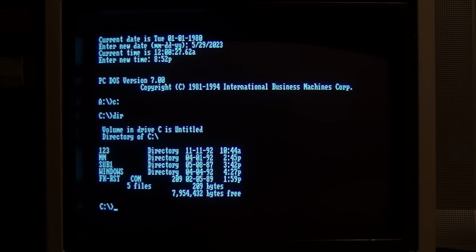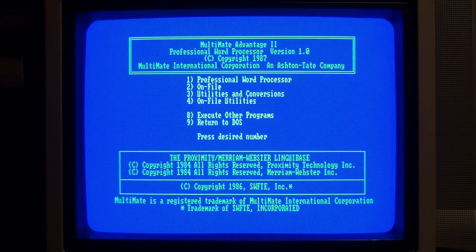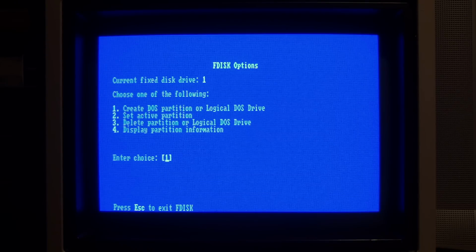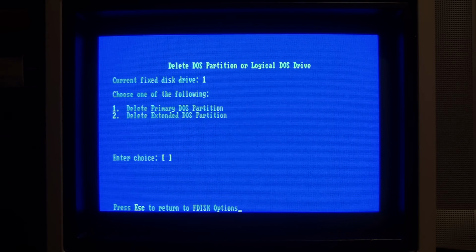And there you can see some of the files and directories that were on it from its previous owner, including copies of Lotus 123, Multimate, and Windows 3.0. For example, here is starting up Multimate, which was a word processor. And you can see it was licensed to Michael Bulkley at Westinghouse Electric. But I have no interest in going through 30-year-old personal files, so I'm just going to delete the partition on the hard card.